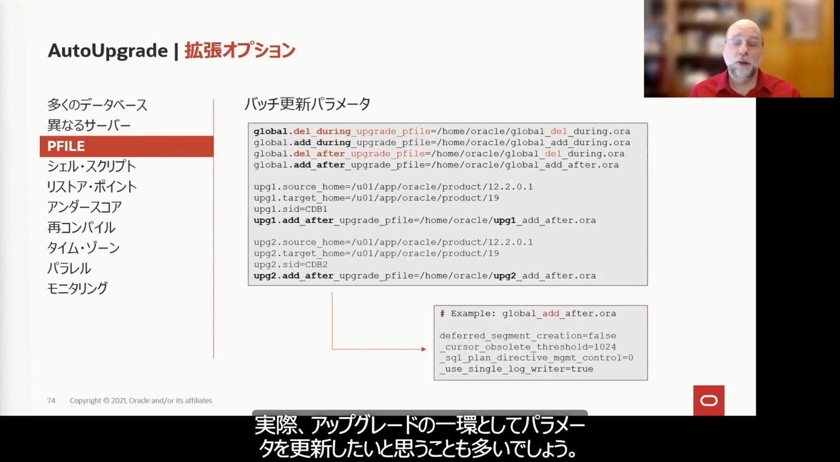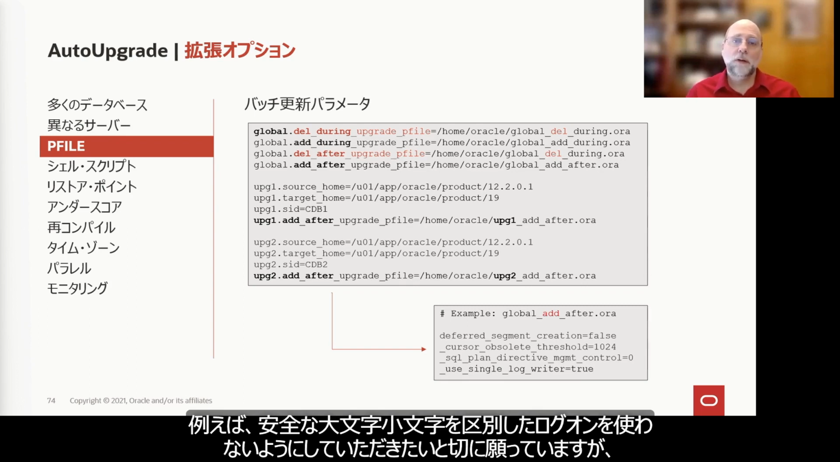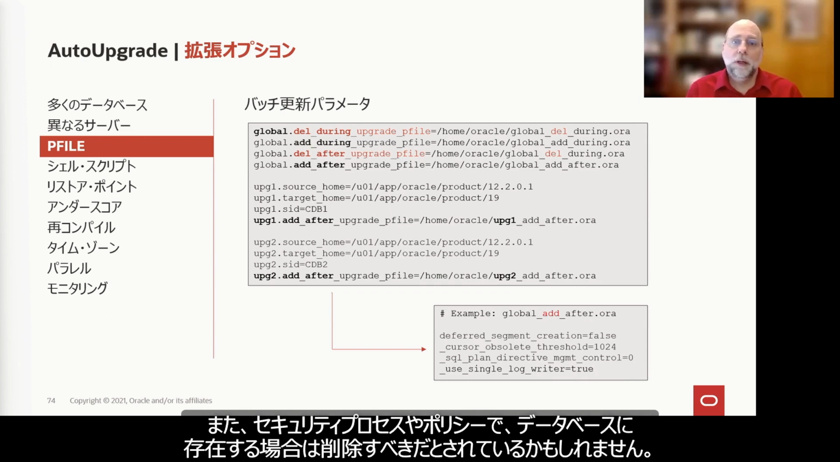You may want to, in fact, will often want to update parameters as part of your upgrade, either because there are new tuning parameters that you want to use in the new version, or maybe obsolete parameters you want to get rid of because you're no longer using them. For example, we really would like you to no longer use secure case-sensitive logon to avoid using case-sensitive passwords when you go to new versions of the database. And maybe your security processes or policies say that that should be removed if it's there in any database.